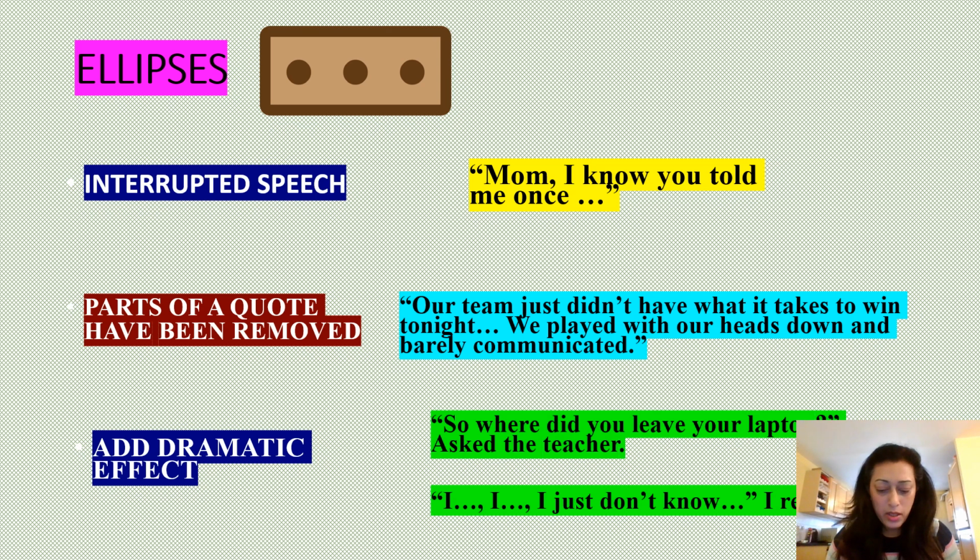Second, using ellipses to demonstrate where parts of a quote have been removed. This is done to shorten a statement and get to the point. Like, "Our team just didn't have what it takes to win tonight... We played with our heads down and barely communicated."